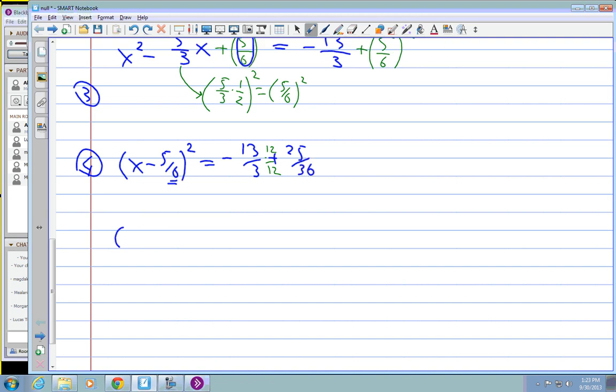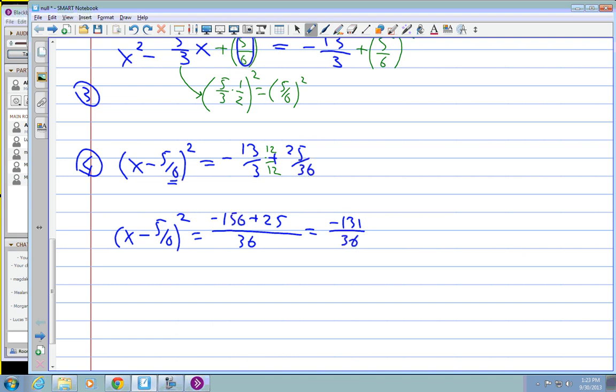So we get x minus 5/6 squared equals, so the denominator is 36. Now 12 times 13, 156, right? Someone said that. So it's, well, the LCD. So it's negative 156 plus 25. So that is negative 131, is it? Over 36? Is that right?